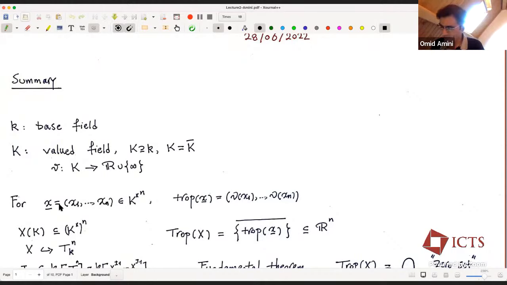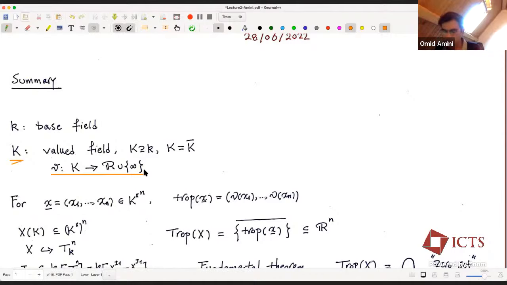K is a base field. This big K is a valued field which comes with a valuation. This valuation is supposed to be non-trivial, which means that it is not taking the value zero all the time outside zero. So it's a non-Archimedean valuation. It verifies the properties listed in the first lecture of non-Archimedean valuations. And then we defined tropicalizations of points and tropicalizations of polynomials.